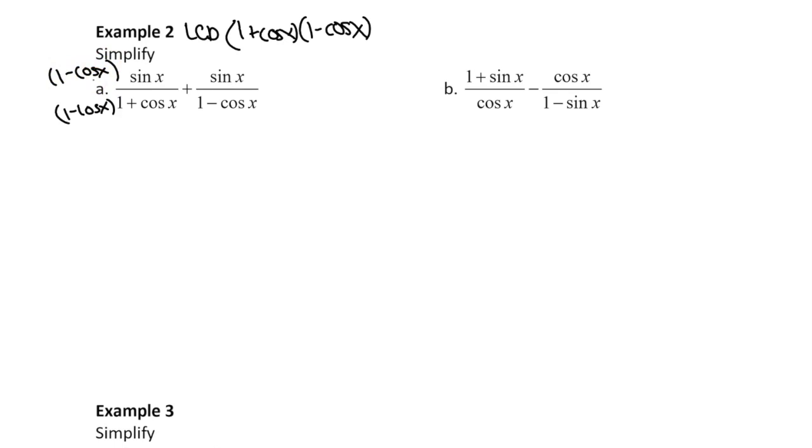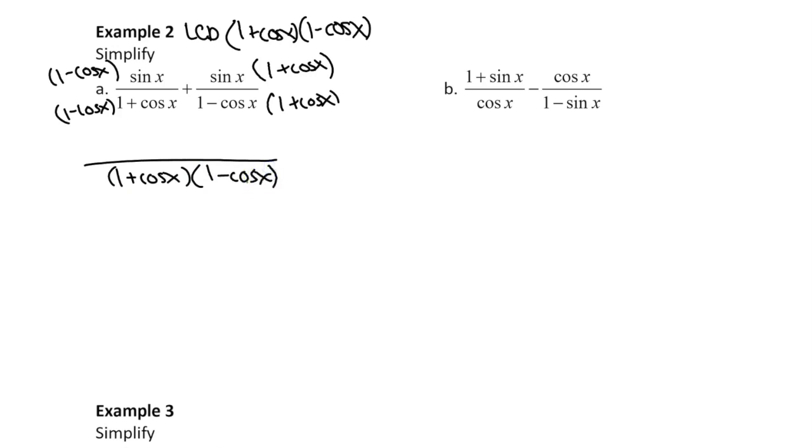And then for 1 minus cos x on the bottom right, we're going to times that by 1 plus cos x. And then up here, we're going to times this by 1 plus cos x. So what that does is it gives us a common denominator, and it gives us a common denominator of 1 plus cos x times 1 minus cos x. And on the top, we have sine x being times by 1 minus cos x, and then sine x being times by 1 plus cos x.